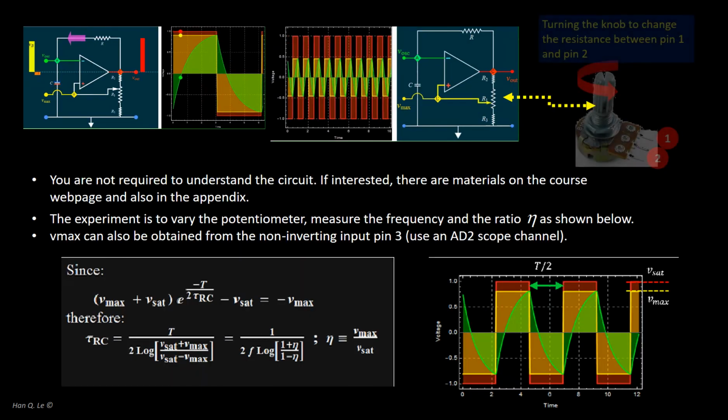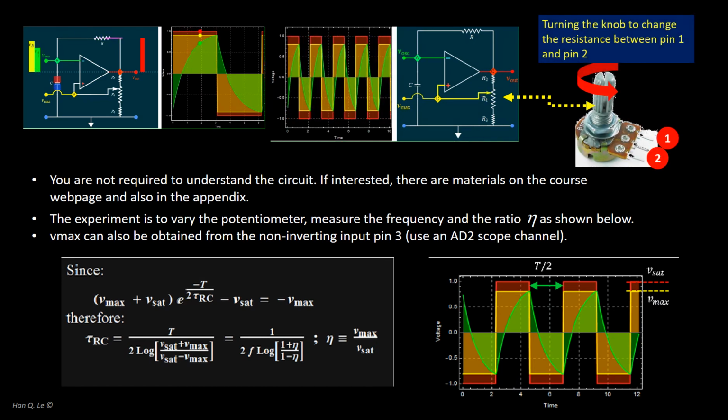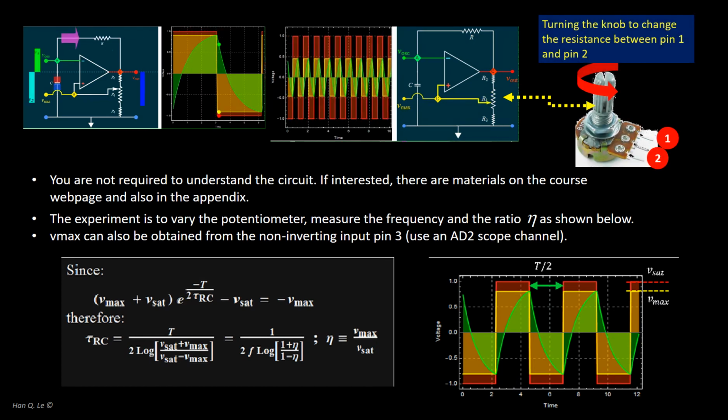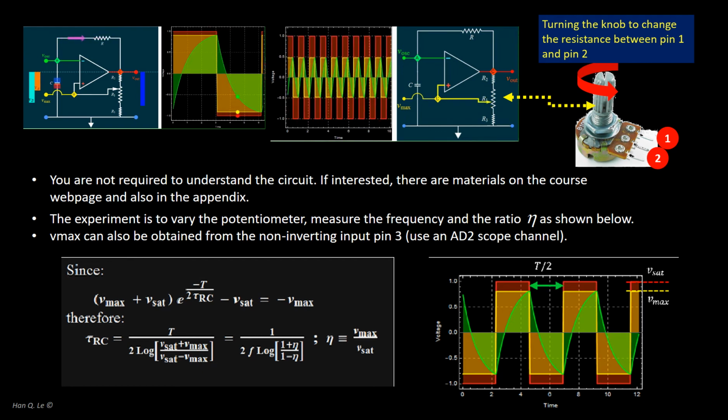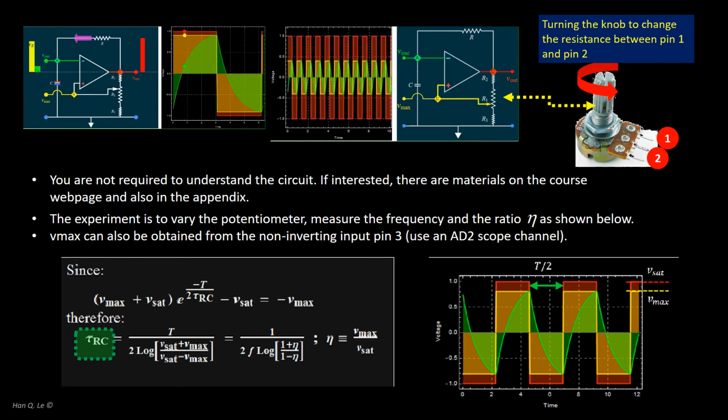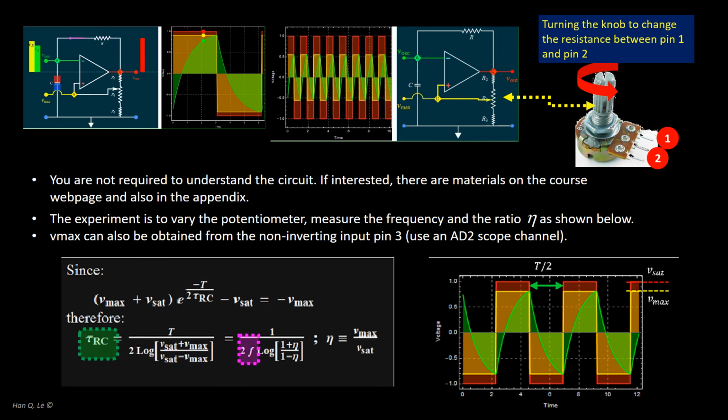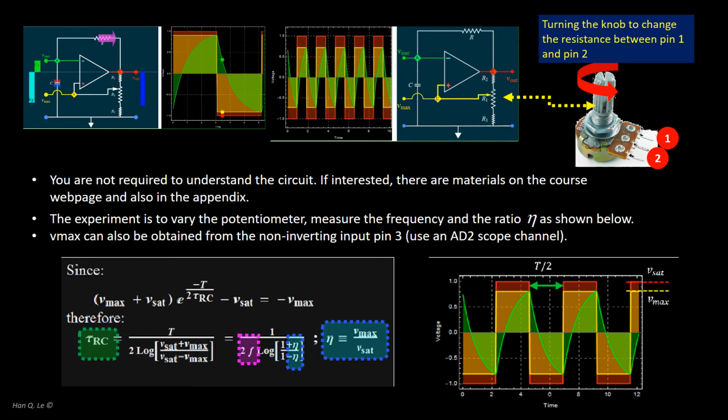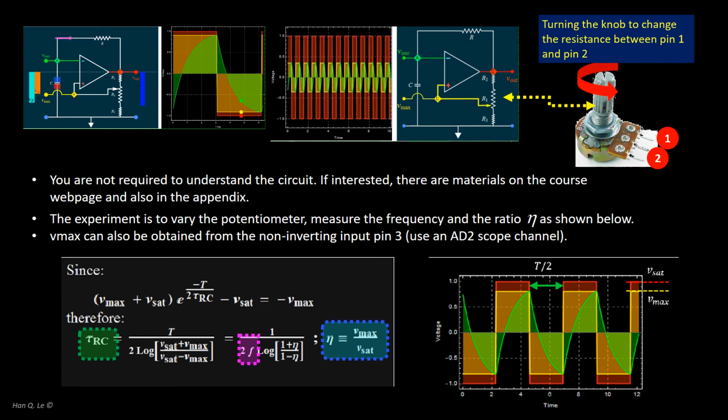The work is quite straightforward as explained in the instruction here. Besides the demonstration of varying the frequency, the only measurement is to verify the relationship of characteristic RC time tau, frequency f, and ratio eta between Vmax and V saturation, which can be read off the scope traces.